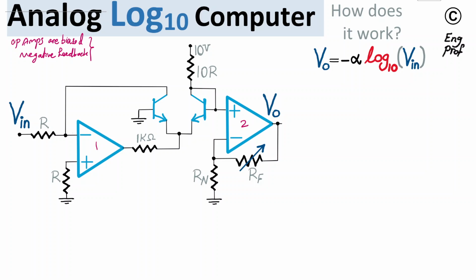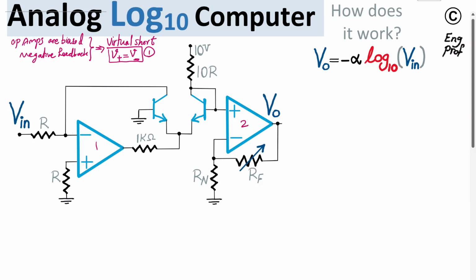And because of that, I can make the assumption that the virtual short is valid for both op amps. So virtual short is valid, and that enforces that the voltage at the positive input terminal, or non-inverting terminal, of each op amp is equal to the voltage at the negative terminal. I'm going to keep this as equation 1.